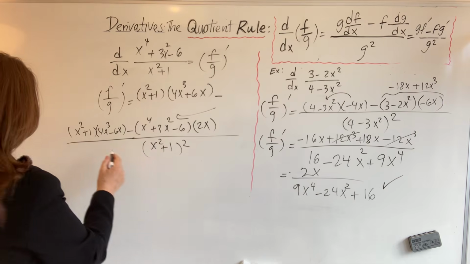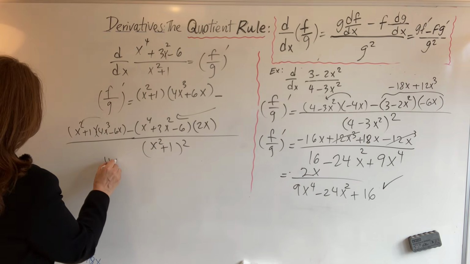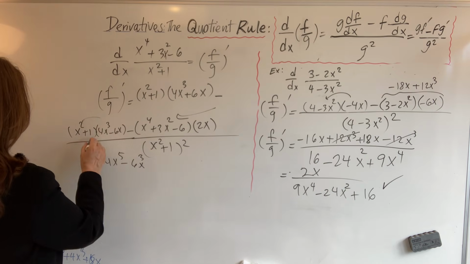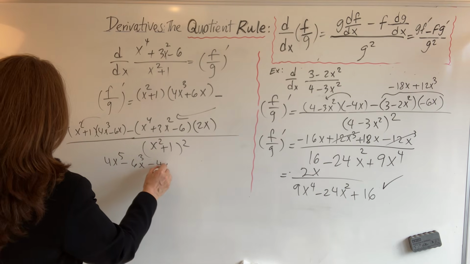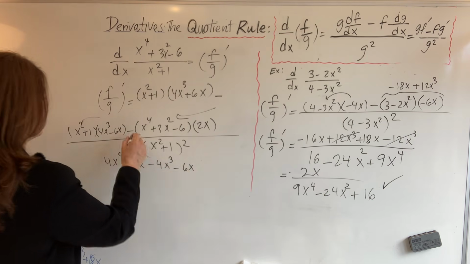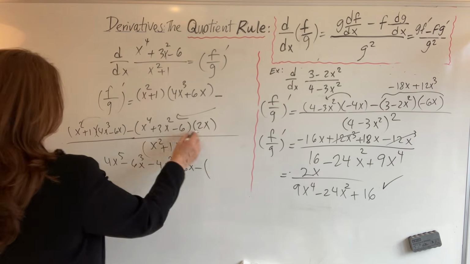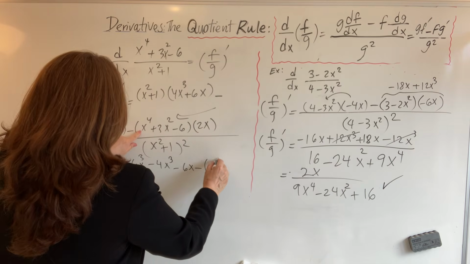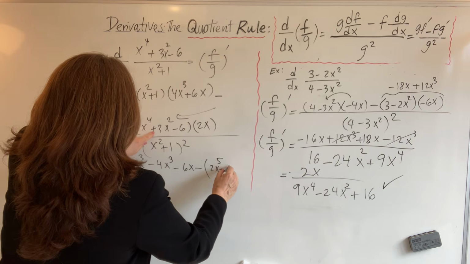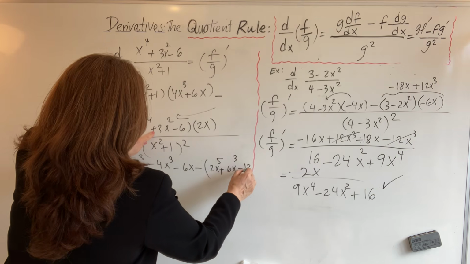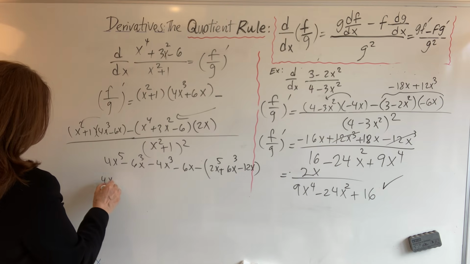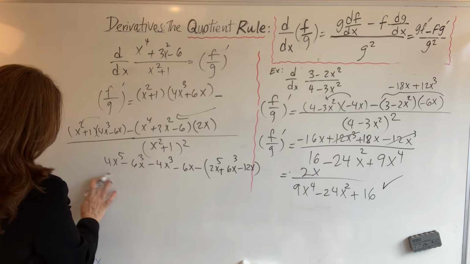If you simplify this one, 4x to the 5th minus 6x to the 3rd minus 4x, minus 6x. How about this one? Negative of something here: 2x to the 5th plus 6x to the 3rd minus 12x. Okay, 4x over this one.